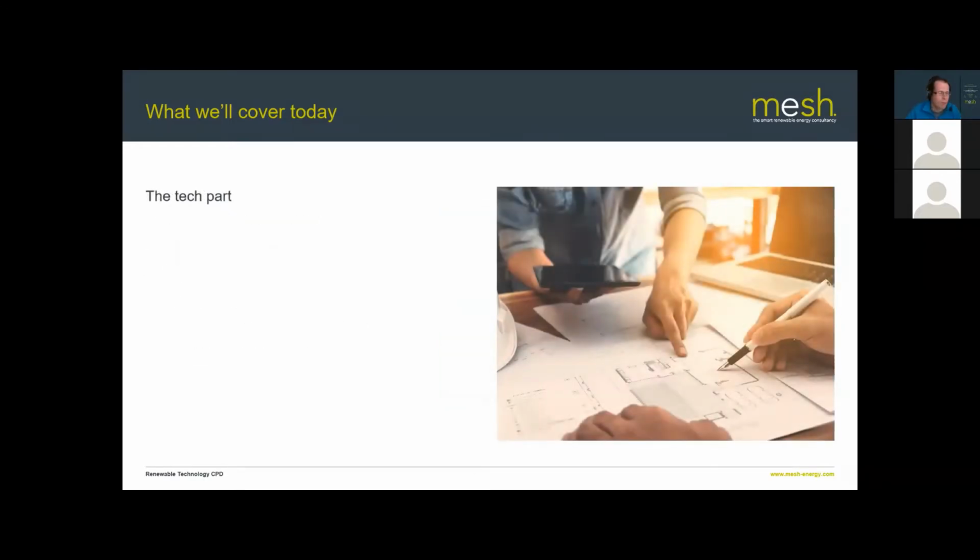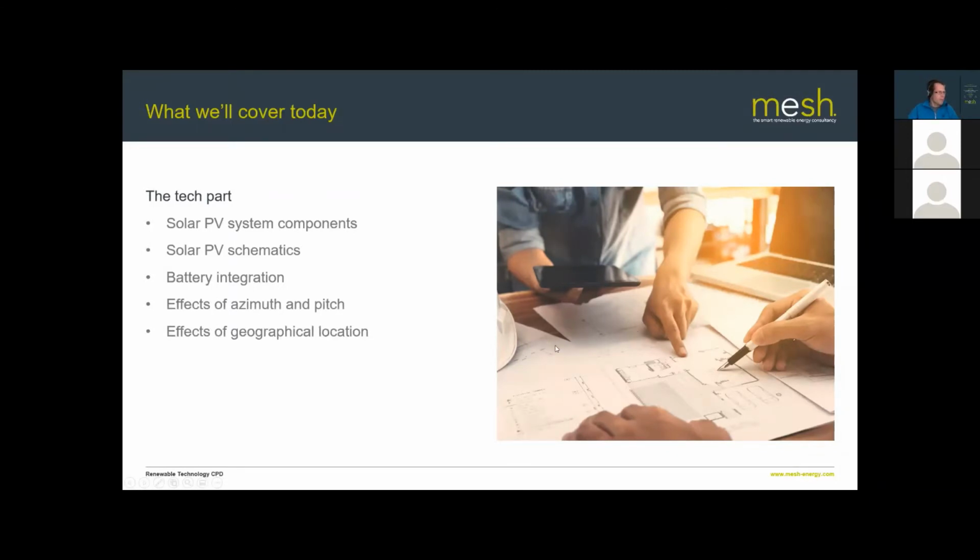Then we're going to go into a little bit more of the tech, so some of the system components, some basic schematics, integration of backup batteries, which is becoming increasingly popular. The effects of azimuth and pitch, we'll define azimuth in the definitions part. Effects of geographical location. Obviously, being a UK-based consultancy, that'll be fairly UK-centric, but the same will apply for locations all around the world. A little bit about islanding. So that's not about the UK. That's electrical islanding. Controls and monitoring, because obviously that's important.